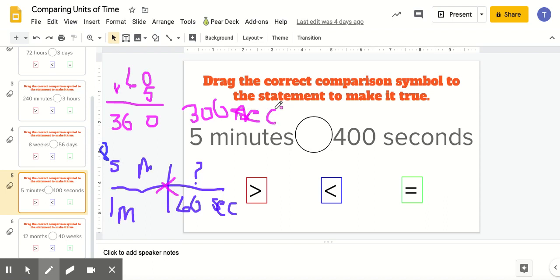So if you go back and you want to compare them, you're comparing 300 seconds to 400 seconds. And 300 seconds is less than 400 seconds. So 5 minutes is less than 400 seconds.